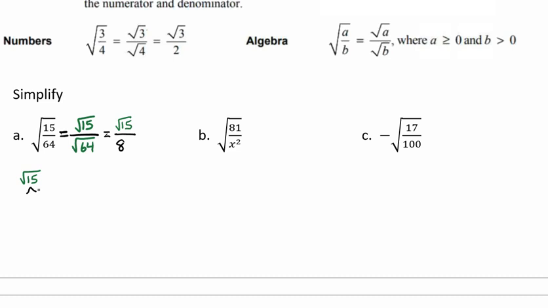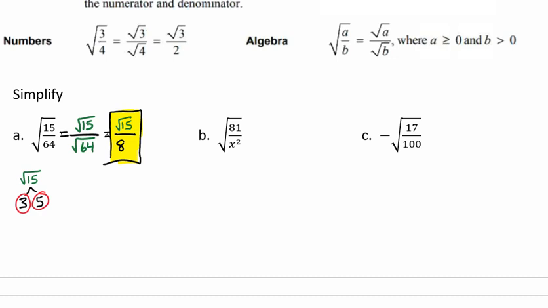So the numbers that will multiply to 15 are 3 and 5. And we notice here that those are each prime numbers, but neither of them is a pair. So we can't actually simplify the square root of 15 any farther, which means this is our solution. Let's take a look at our next example.